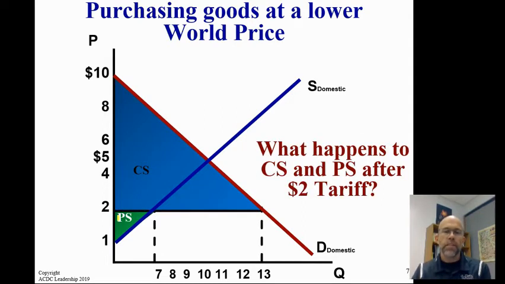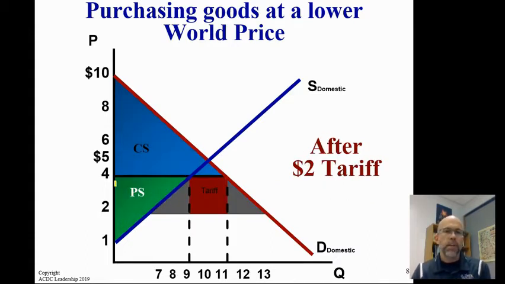So what happens if the country then establishes a $2 tariff? Well, that $2 tariff is going to bump up the price by $2, from $2 to $4. And we can see here that our producers are going to do better. There's more producer surplus in green. There's less consumer surplus in blue. And we can even determine what the tariff revenue would be. That's going to be the price times the quantity. So it's the tariff of $2 times the quantity at that new $4 price, which is 11 minus 9. So $2 times 2 units, and it's going to be $4.